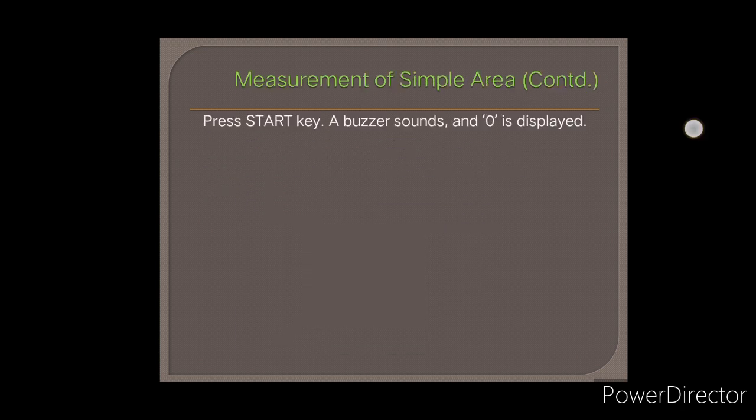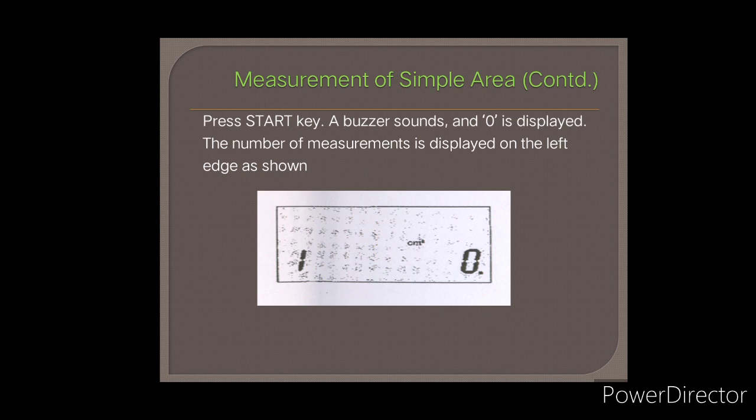Now, before that, after keeping it at the starting point, you press the start key, a buzzer sounds, and a zero is displayed, which means that is the first area we are measuring. If the area is measured first, we will be getting a 0 on the right side, because before that we have not measured any areas. That is the first area. Suppose I want cumulative areas: in that, if I measure the first, it will be 0. If I go for the second area, then in place of 0 it will come as 1. And you can see the units also, that is centimeter square.